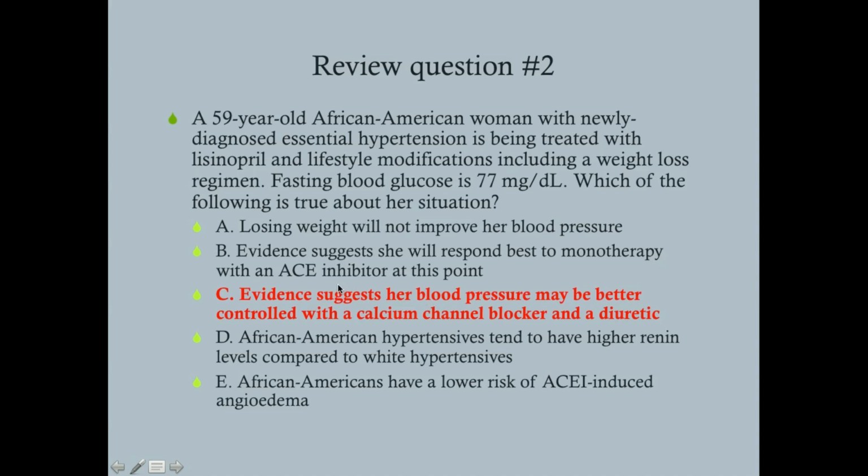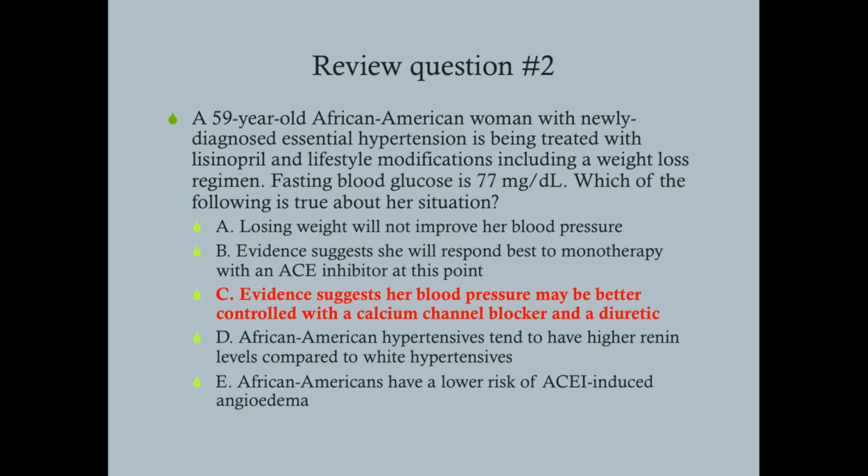So A is out. B, evidence suggests that she will respond best to monotherapy with an ACE inhibitor at this point. The answer to that is probably not, because she's African American, and we know from the literature that African Americans are less likely to respond to ACE inhibitor monotherapy than they are to an ACE inhibitor with some other medication like a beta blocker, a calcium channel blocker, or even an ACE inhibitor with a diuretic. ACE inhibitor does not really do a whole lot for African Americans compared to everybody else.